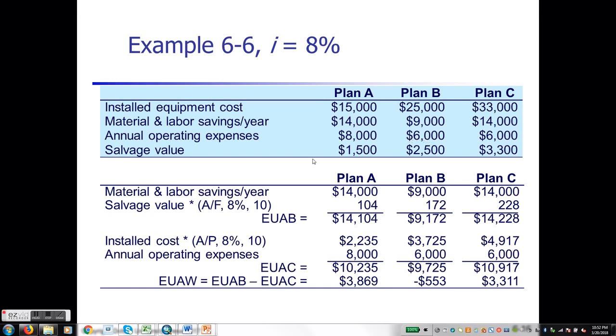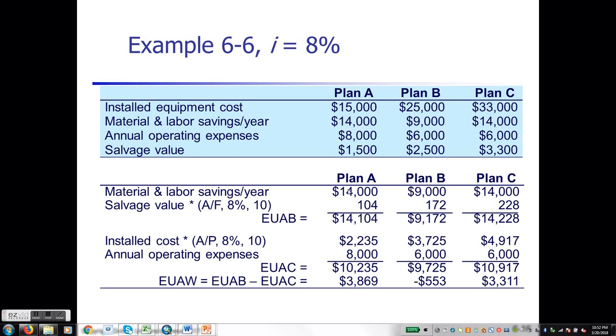Now you have three different plans. So when they are telling you the material labor savings per year, you know that those are already A. So that's per year, so it is a benefit that you will have for each one. Then you have the salvage value, which you already know is a future value, correct? So you have already the interest is going to be 8% and the time is going to be 10 years. So you can pass this F to A, correct? You can pass F to A.